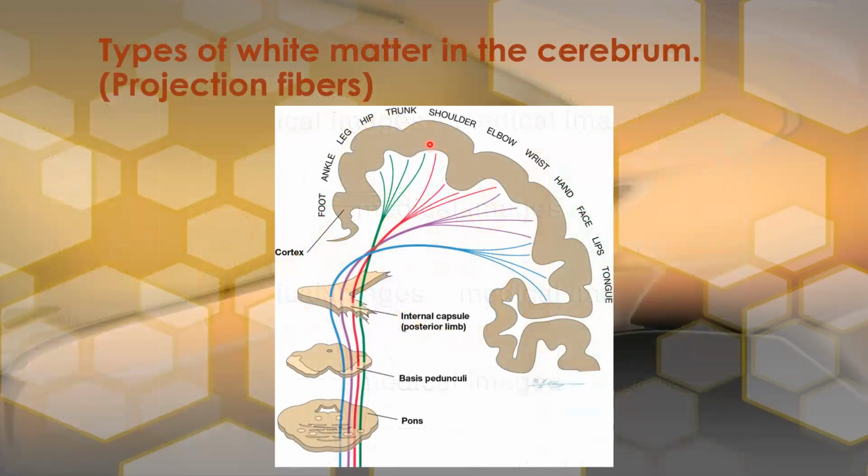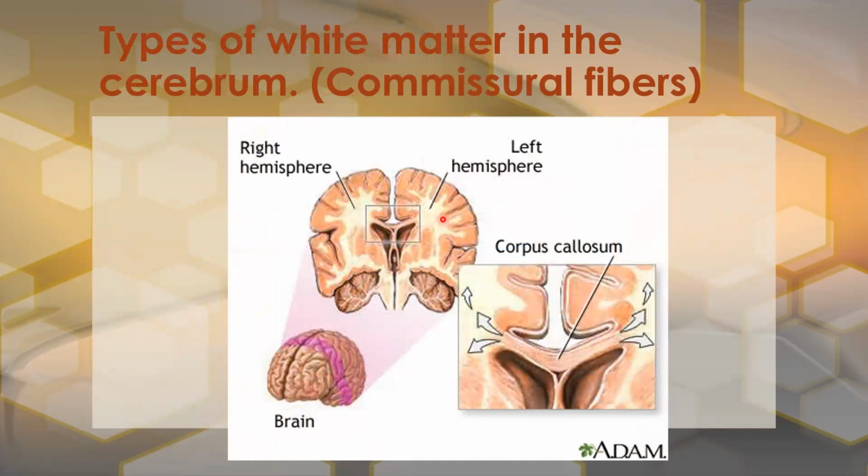All right, this is one example of the projection fibers. You can see the fibers descending and ascending from the cerebrum, going to different structures in the brain and eventually to the spinal cord. And then you have the commissural fibers. One example of the commissural fibers is the corpus callosum, connecting the right and the left hemisphere.